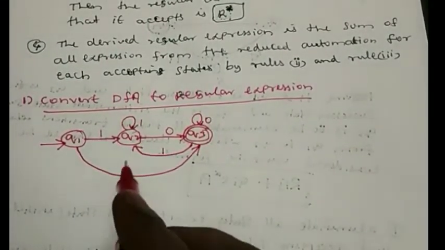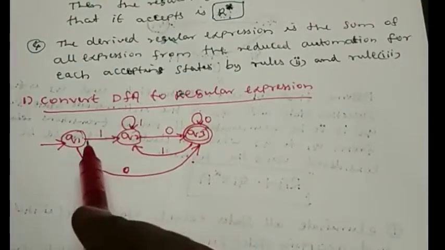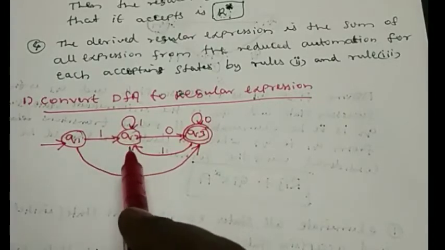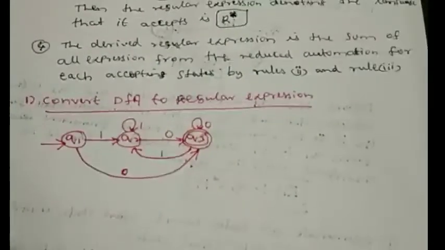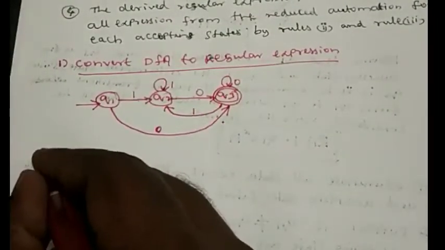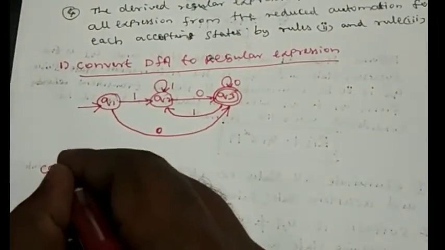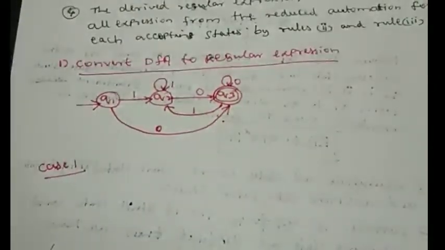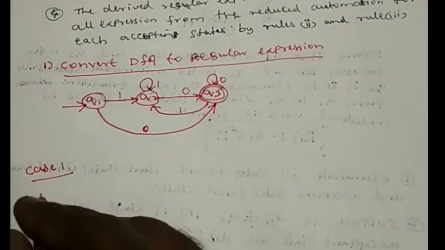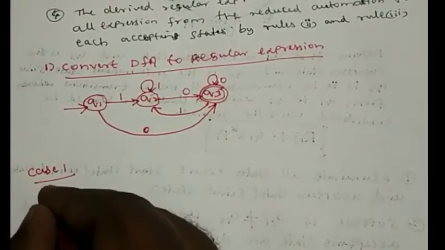I want to eliminate Q2, which is called an intermediate state, and if the intermediate state has to be eliminated, I should take Q2 into consideration, all possible considerations. So I take case number 1. So what is case number 1? Case 1.